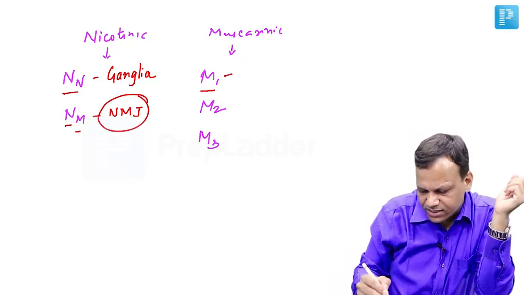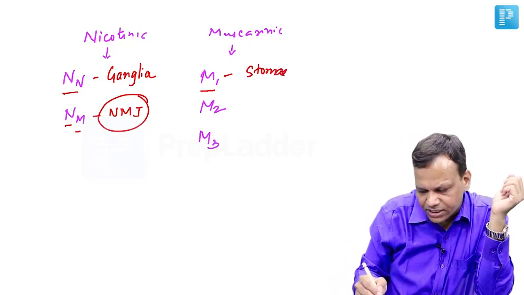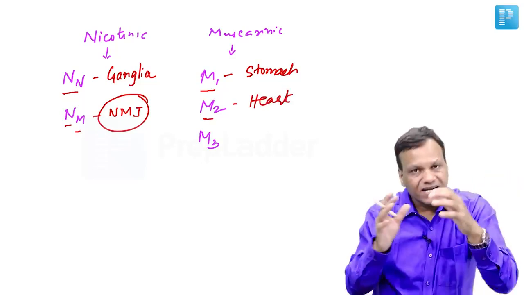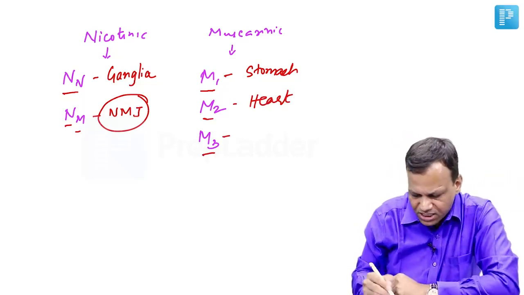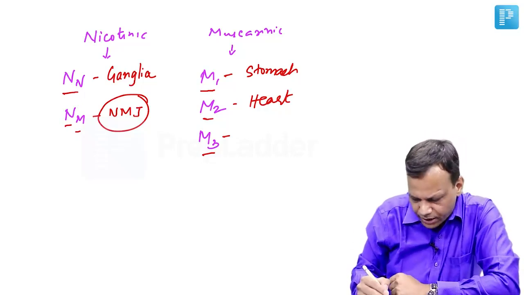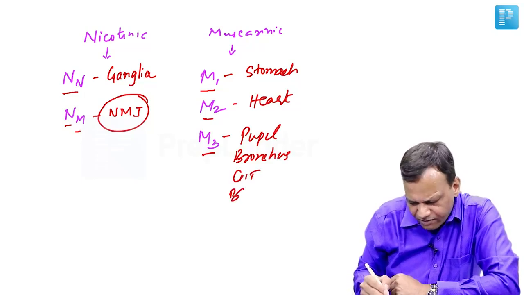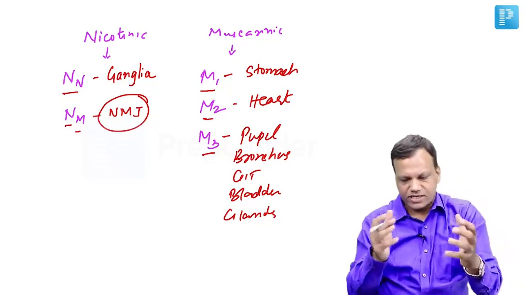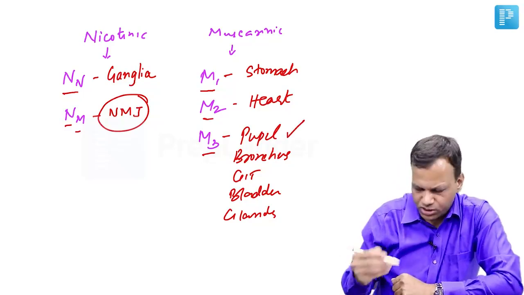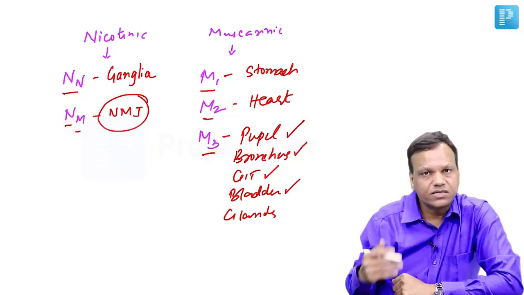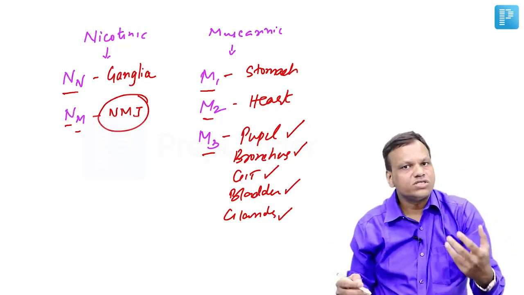Whereas an M1 receptor is present on stomach, increases the acid in the stomach. M2 is present in the heart, it inhibits the heart, bradycardia will happen. M3 is present at all other places, including the pupil, the bronchus, GIT, bladder. Everywhere else we have M3 receptors, and we know M3 stimulates. So pupil stimulated, miosis, bronchoconstriction, GIT will be stimulated, diarrhea, bladder stimulated more outflow, gland stimulated more secretions.